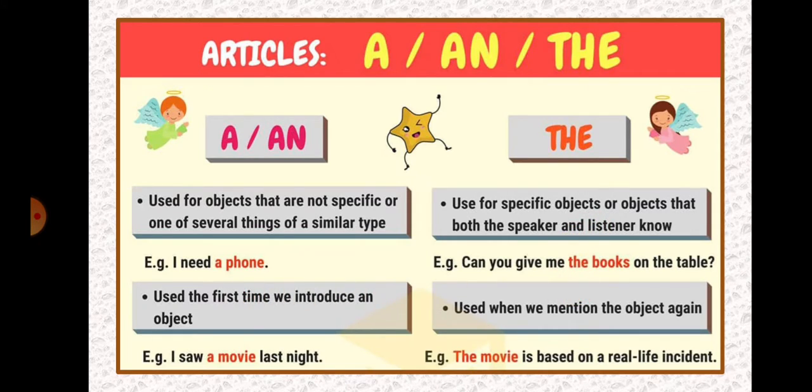Second, use the first time we introduce an object. So here article a and an is used when we introduce an object for the first time. Like, I saw a movie last night. The. It is used when we mention the object again. So here when we mention the object again, we are talking about that particular movie again. So for that we will use article the. The movie is based on a real life incident.